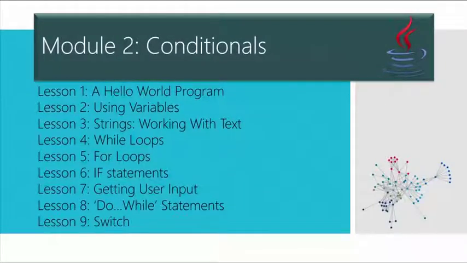Module 2 is about conditionals. This module has 9 lessons. In Lesson 1, we'll begin coding in Java using a simple program that would allow you to understand the structure of the Java language itself. In Lesson 2, we'll get into the concept of using variables, what variables are and how they work. So a Java variable is simply a piece of memory that can contain any data value. A variable thus has a data type in essence, and I'll cover various data types in more detail once we get to that lesson.